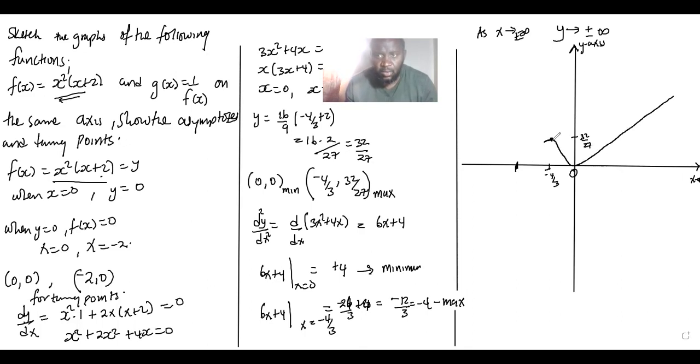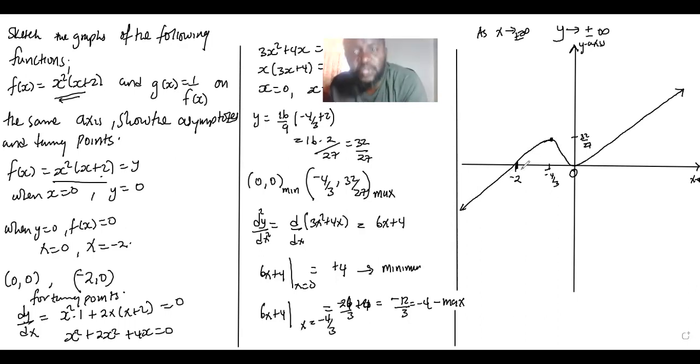Then it will go that way. Then after turning maximally here, it will come to the intercept here and go this way. So these are the normal senior 5 curves, the first curves you studied just after differentiation. But now, when y is 0, we have seen the curve cuts the x-axis at x is -2 and x is 0. So this point is -2.